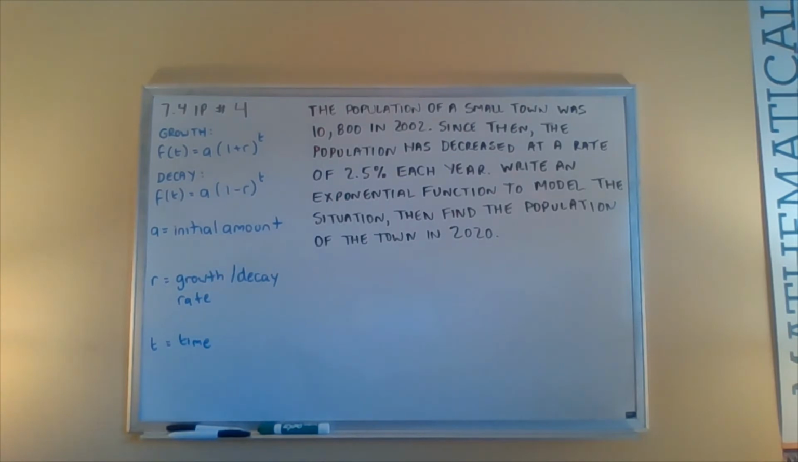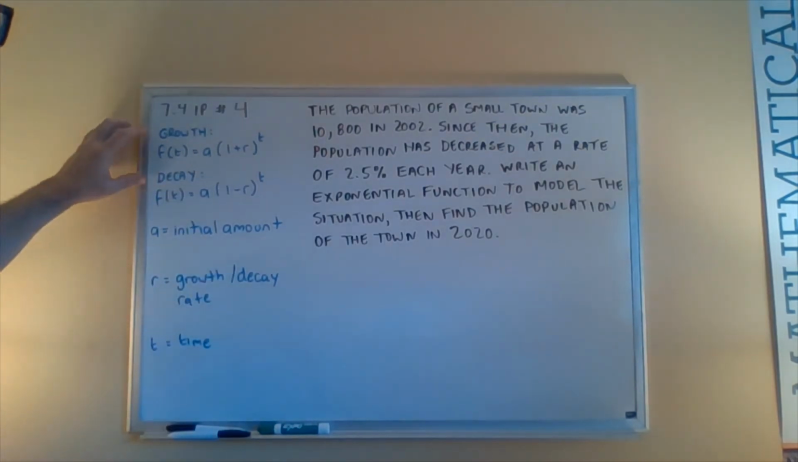Number 4, the population of a small town was 10,800 in 2002. Since then, the population has decreased at a rate of 2.5% each year. Write an exponential function to model the situation, then find the population of the town in 2020.